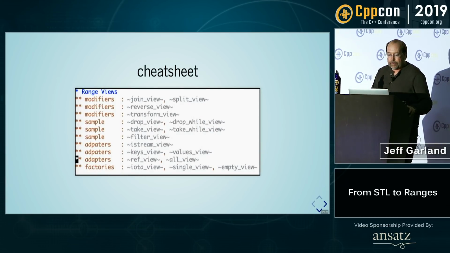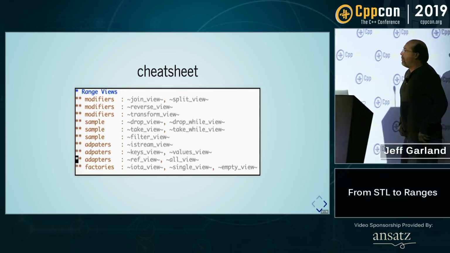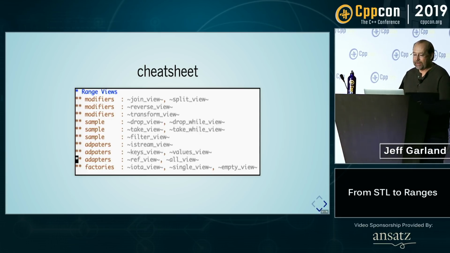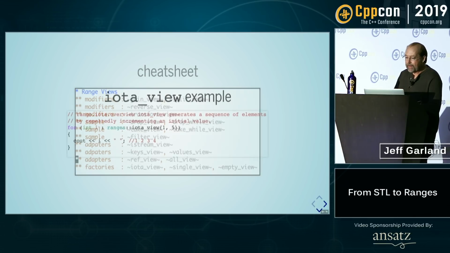So, here's a cheat sheet. These divisions, by the way, modifiers and sampling and whatever, those are just my idea. You can decide whether you like them or not. We're not going to quite go through all of them, but we'll go through a few of them.